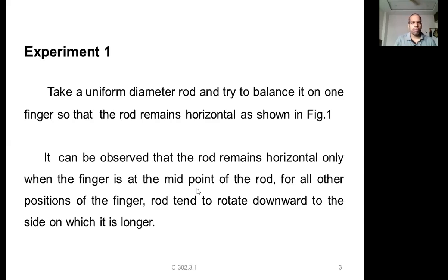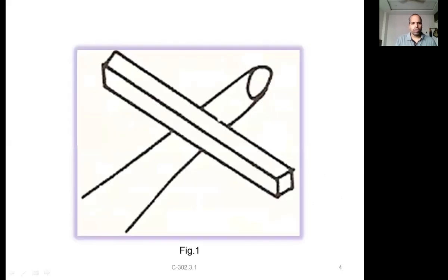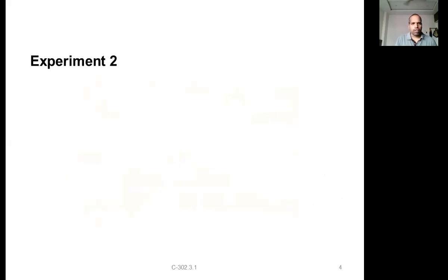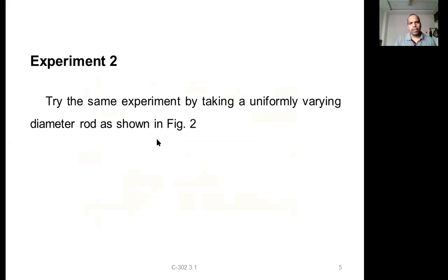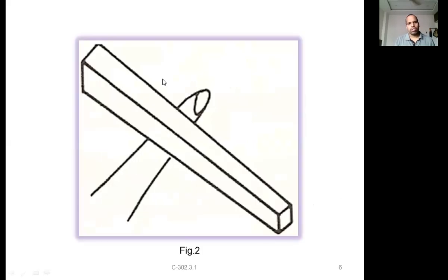So that is a very simple experiment. Generally we observe it in routine day-to-day life, so it is not a big experiment. Now try the same experiment by taking a uniformly varying diameter. The size varies, it is not a uniform size. The size of this side is higher and here it is lower, so the size is varying.